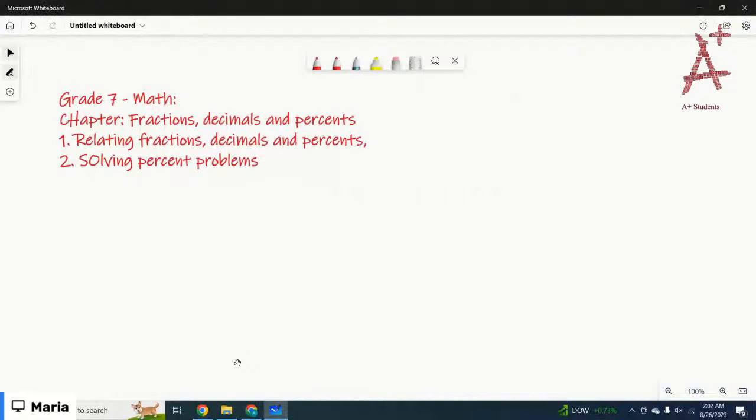We are here for grade 7 math. We are working on the book Math Makes Sense, grade 7. We're working on chapter 3, that is fractions, decimals, and percents. The lessons we're going to cover are relating fractions, decimals, and percents, and the other lesson is solving percent problems.